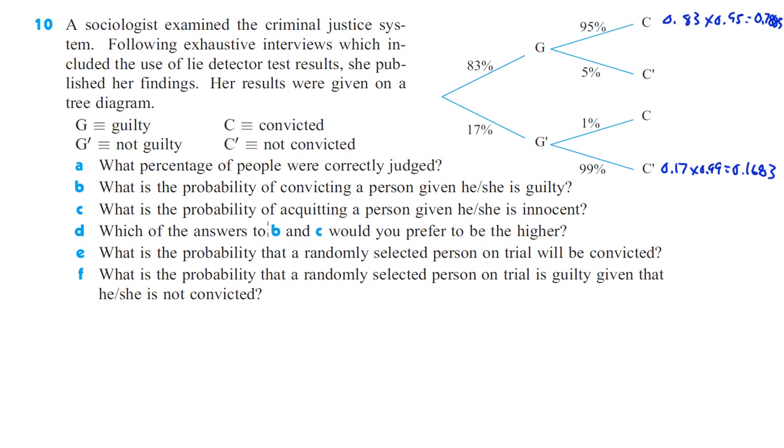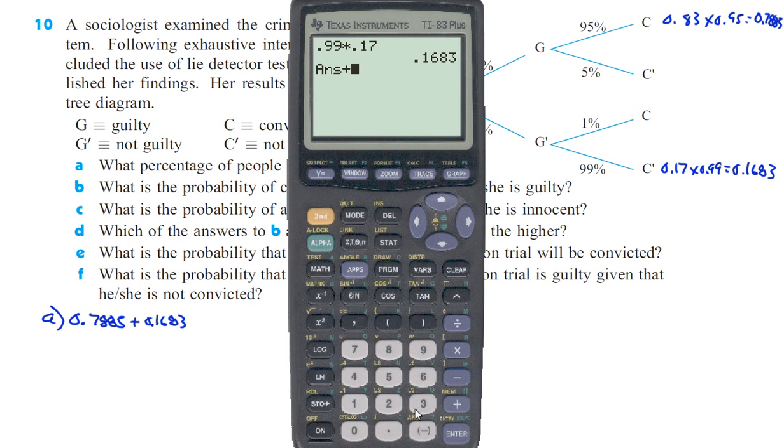So what percentage of people were correctly judged? It's going to be these two added together. So A is going to be 0.7885 plus 0.1683. So add that to 0.7885, and we get 0.9568, or 95.68%.